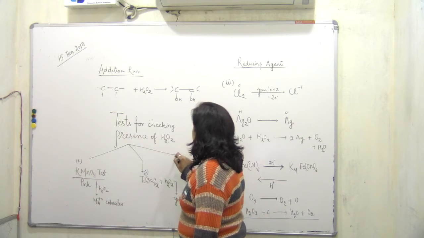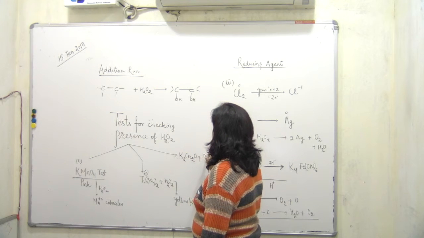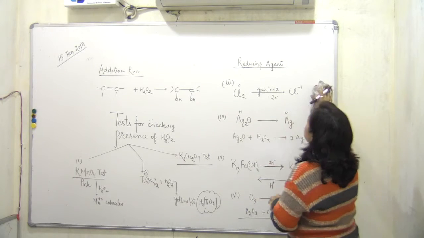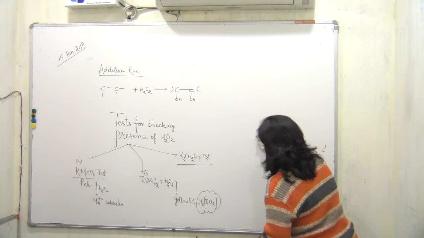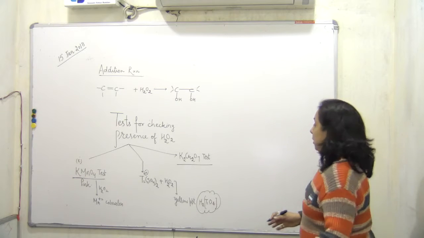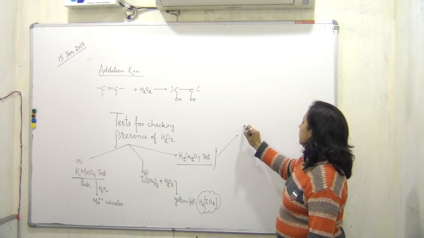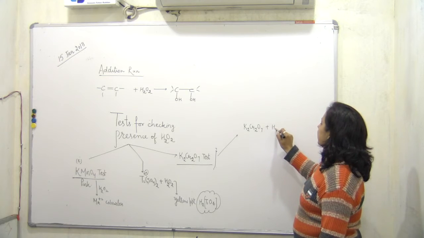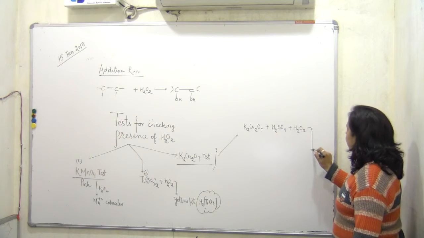Next is the potassium dichromate test. The third test for H2O2 is the potassium dichromate test. Potassium dichromate is mixed with sulfuric acid and hydrogen peroxide in the presence of ether.